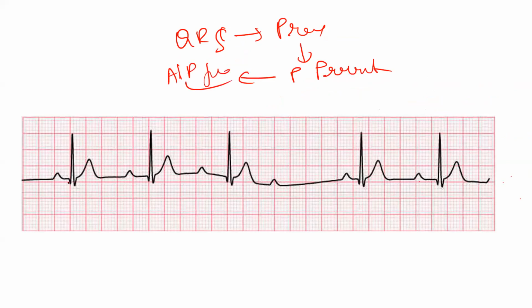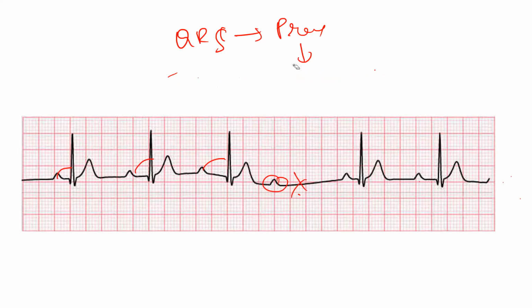Answer that question now. This P wave is followed. This P wave is followed. This P wave is not followed. The QRS is dropped in one. So what could it be? Either it could be second degree or third degree heart block.